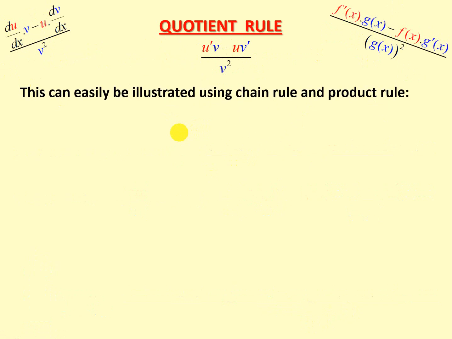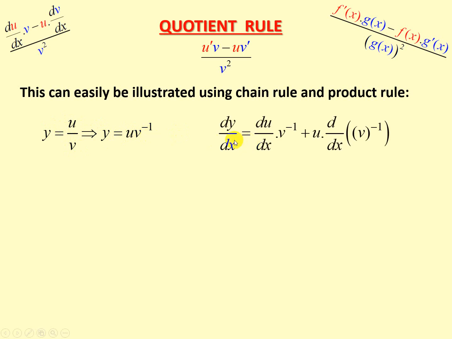This can easily be illustrated using chain rule and product rule. So let's show where this quotient rule comes from using product rule. If we have y equals u over v, it's the same as u times v to the minus 1. Now we can use product rule. dy by dx equals du by dx times v to the minus 1. So it's the derivative of the first times the second plus the first times derivative of the second. Now put that v in brackets because v is itself a function. So we have a function to the minus 1. So this is actually a chain rule. The outside function is something to the minus 1 and the inside function is v.